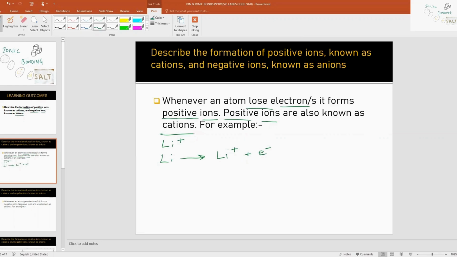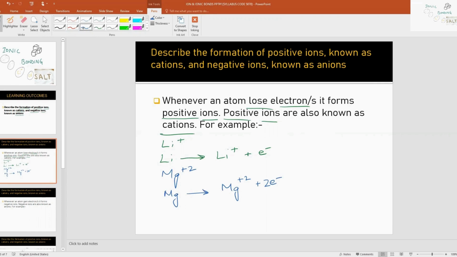Let's take one more example. Magnesium belongs to group 2. It forms a positive ion with the formula Mg2+. The equation will be like this. This time the atom has lost 2 electrons, so I have to write 2 before electrons, which means it has lost 2 electrons.